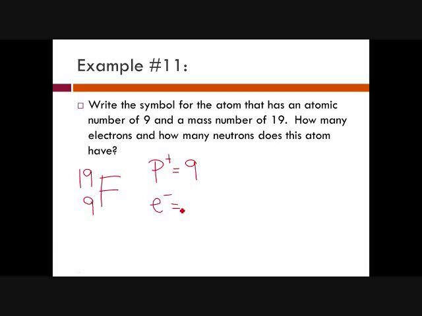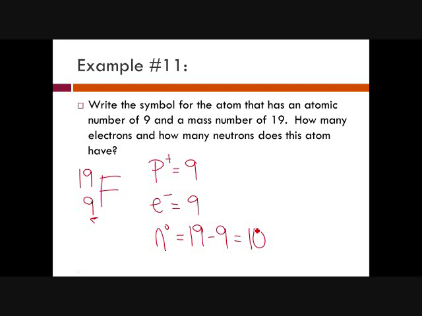Since it's neutral, it's just an atom, so it's the same as the atomic number, 9. So it's also 9 electrons. And then the neutrons, you would take the mass minus the atomic number, which would give you 10. Okay, so that's how you do this example.